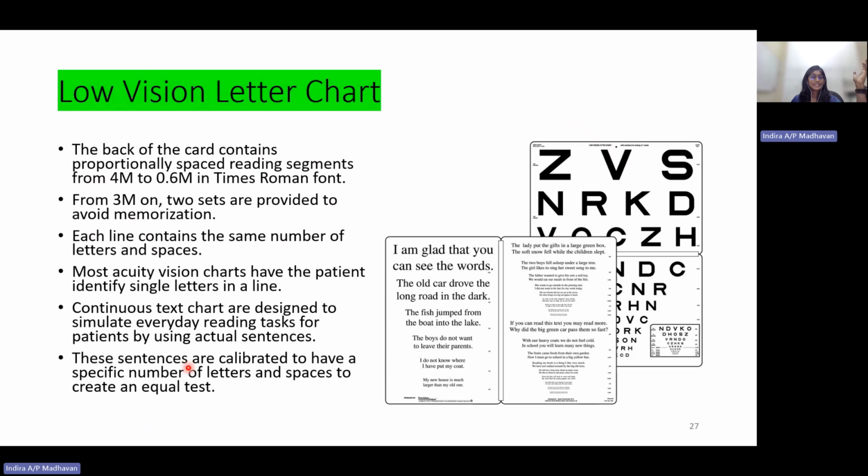So these sentences are calibrated to have a specific number of letters and spaces to create an equal test. So each of these lines has a specific number of letters and spaces, so that all these tests are equal between the lines.